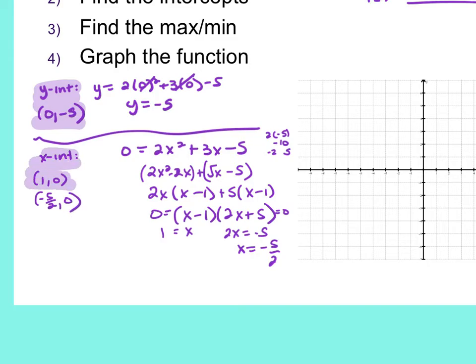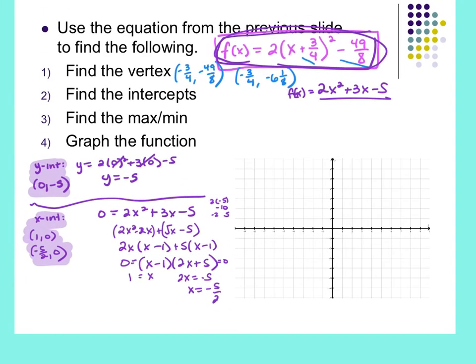There's my x-intercepts. Okay, I didn't put on here axis of symmetry, do that as well. So I'm going to go over max and min because we didn't do that yesterday, but also add axis of symmetry, x equals negative 3/4. Something obviously you need to know.